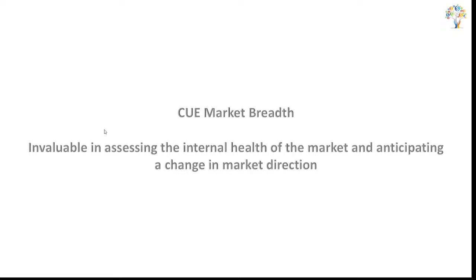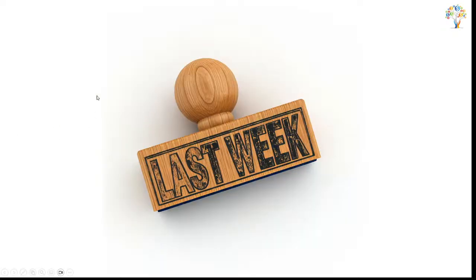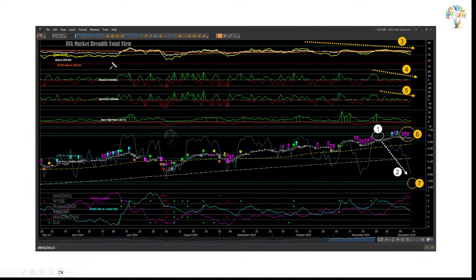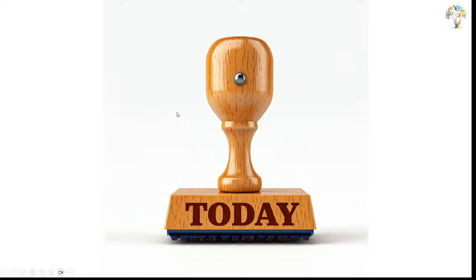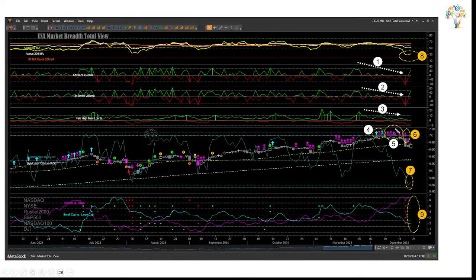Q market breadth, invaluable in assessing the internal health of the market and anticipating a change in market direction. Last week, this is what I shared in terms of total view, the broadest view of the market. I pointed to the bearish divergences, the Hindenburgs, and I clearly mentioned that my view on the market was bearish and that I was holding only bearish positions. How did the total view turn out? This is as of today.